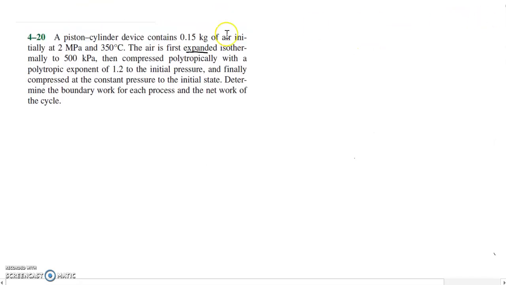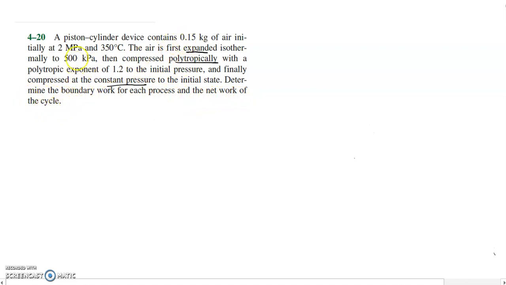Question 4.20. A piston cylinder device contains 0.15 kg of air initially at 2 MPa and 350 degrees Celsius. The air is first expanded isothermally to 500 kPa, then compressed polytropically with a polytropic exponent of 1.2 to the initial pressure. Your initial pressure is 2 MPa. And finally compressed at constant pressure to the initial state. Determine the boundary work for each process, so all these three processes, and the net work of the cycle.